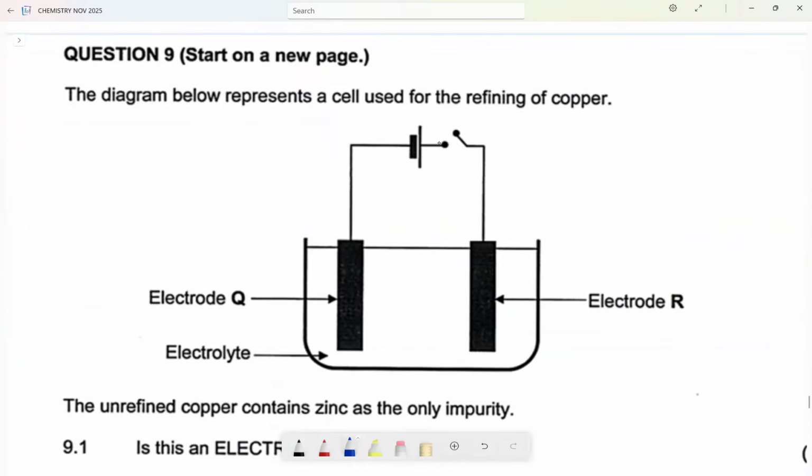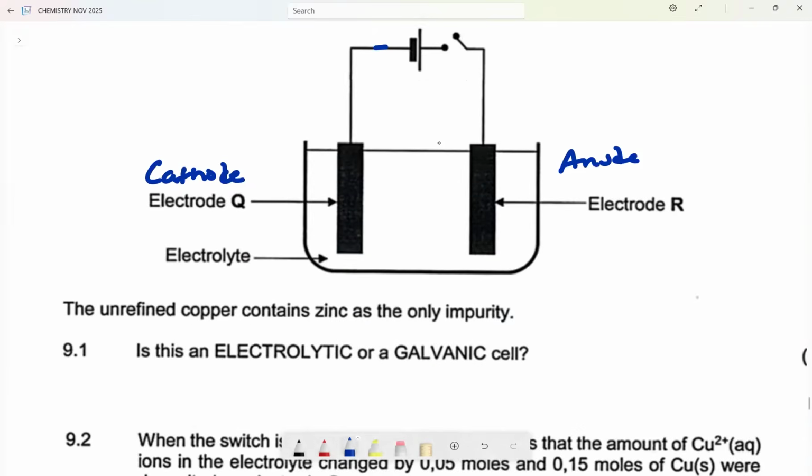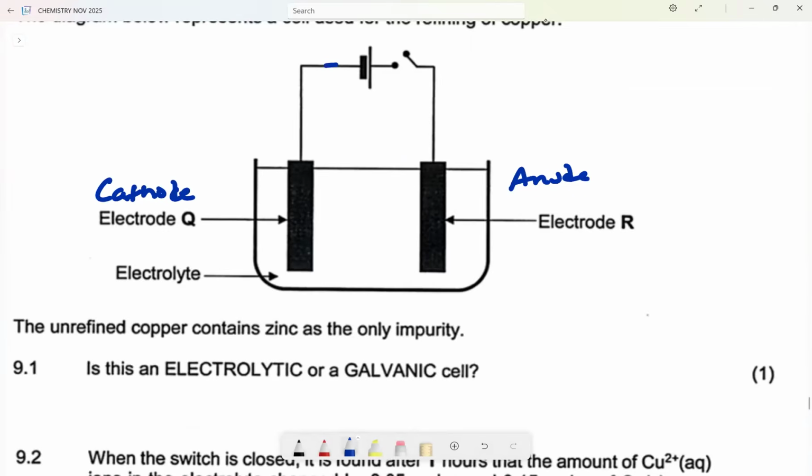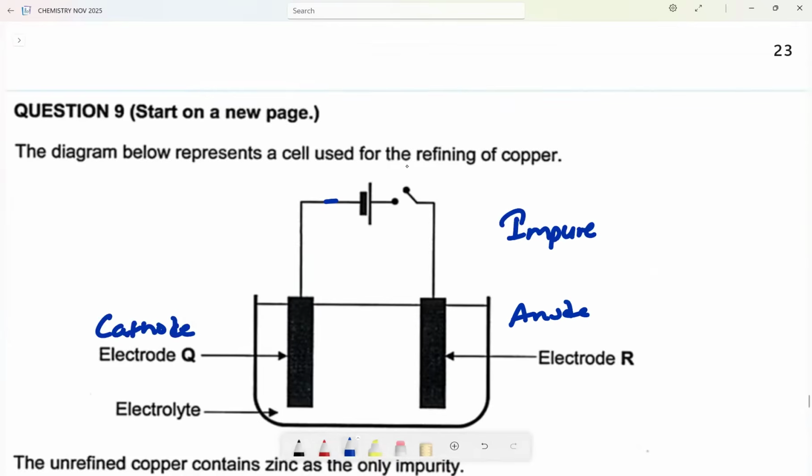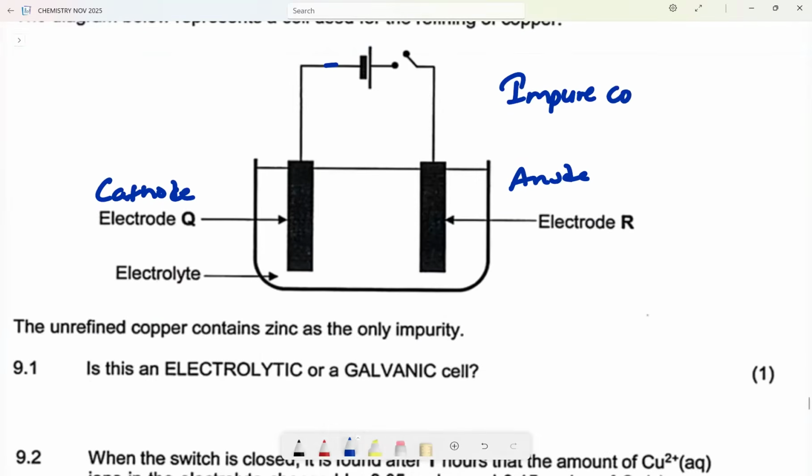Question 9. Okay, the diagram below represents a cell used for the refining of copper. So if you are refining copper, whatever you're refining, we're going to refine it at the cathode. So remember, the cathode is negative in an electrolytic cell, and this is going to be my anode, positive. And then here we'll have impure copper, because what are we trying to purify? Refine copper.